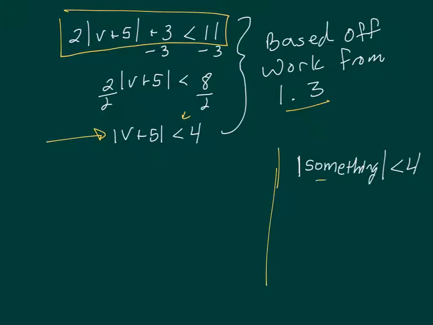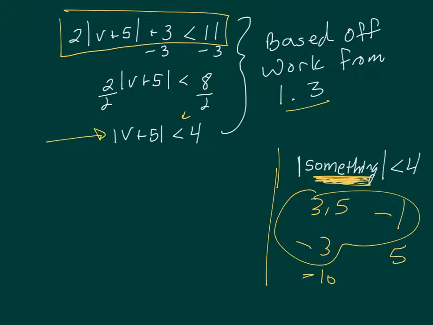If I have the absolute value of something, who knows what, and it's supposed to be less than 4, what kind of numbers work for this? Like 3.5 would work, or like a -1 would work. That absolute value is less than 4, or like maybe a -3 works. But things that don't work are like 5. The absolute value of 5 is not less than 4, or -10. The absolute value of -10 is also not less than 4. Basically, any number that's between -4 and 4 has an absolute value that's less than 4.